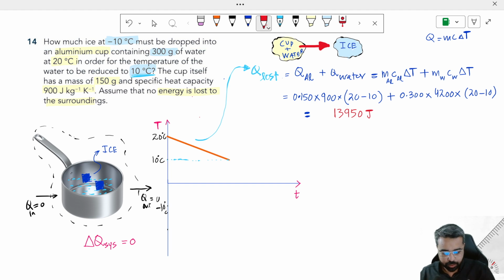Okay, now please don't leave the video because now we are proceeding to a very important part. Now let's talk about the ice. What happened to ice? So ice will first of all absorb the heat energy and its temperature will start increasing.